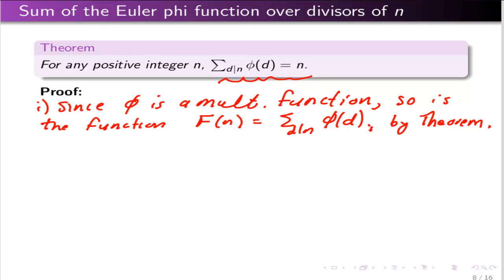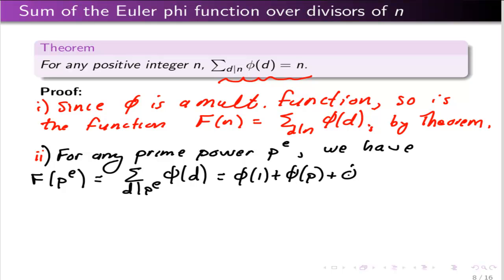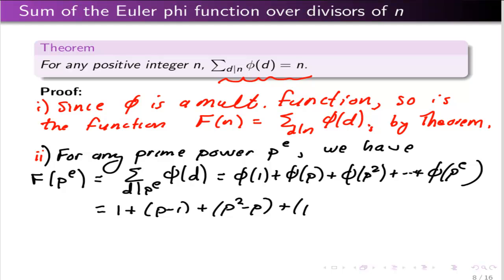Then I want to evaluate the capital F function at a prime power. So for any prime power p to the e, what do we get for capital F of p to the e? So that's the sum over the divisors of p to the e of the Euler phi function of d. And the divisors would be 1, p, p squared, up to p to the e power. And we just add that up. So phi of 1 is 1, p minus 1, p squared minus p, p cubed minus p squared.